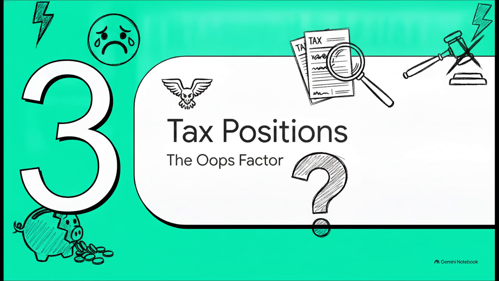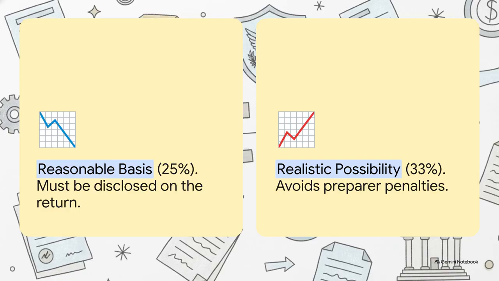All right, Section 3, Tax Positions and Penalties, also known as the OOPS factor. It's kind of wild how tax law translates human confidence into exact mathematical percentages, isn't it? So, if you take a position on a return, a 25% chance of it being upheld in court gives you what's called a reasonable basis. But you have to explicitly disclose that position on Form 8275 to avoid preparer penalties. Now, if you hit a 33% chance, literally a 1 in 3 shot, you reach the realistic possibility of success threshold.